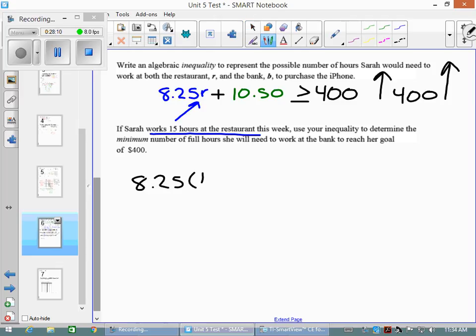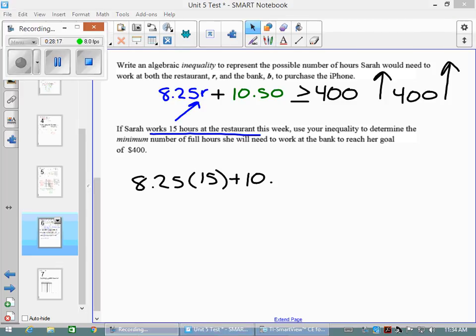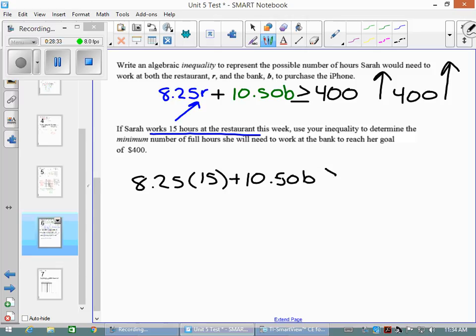Sorry, I'm just noticing I did not put a B there. We do need a B there to represent the number of hours she's at the bank. So that would be the correct inequality. Sorry. So now when we're writing this, this should be 10.50 B, and that's greater than or equal to 400. Now we just need to solve this. This is going to be 123.75 plus 10.50 B.